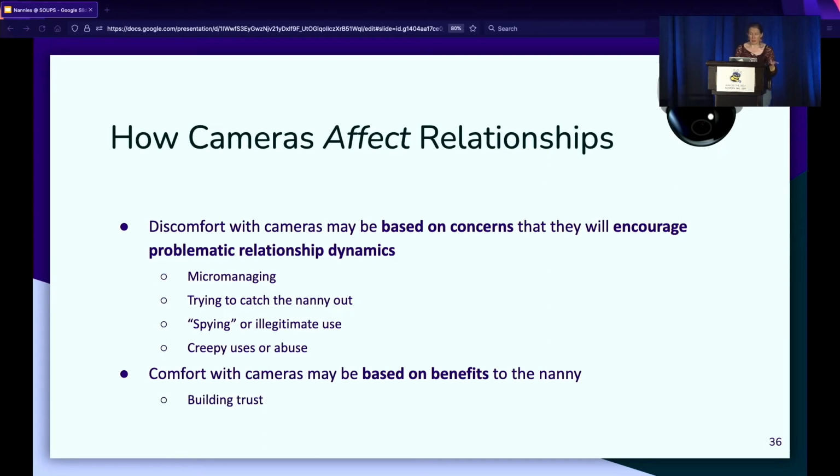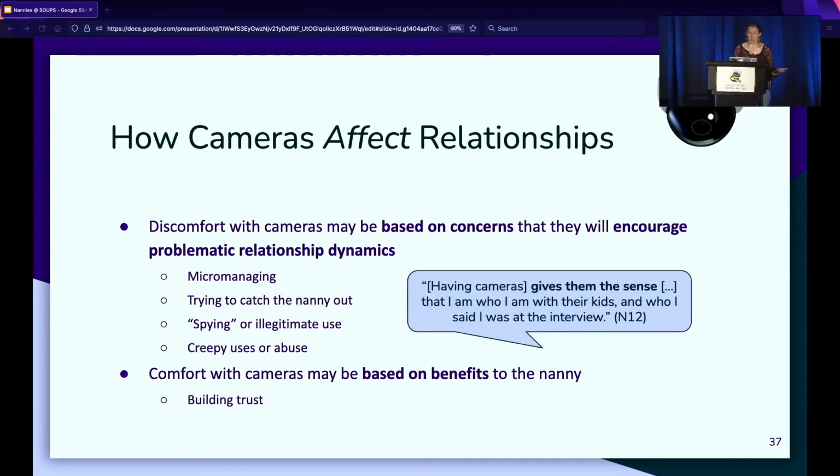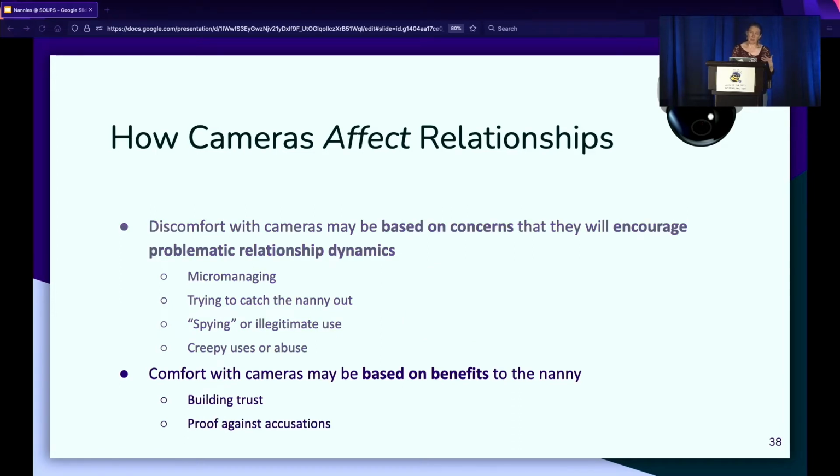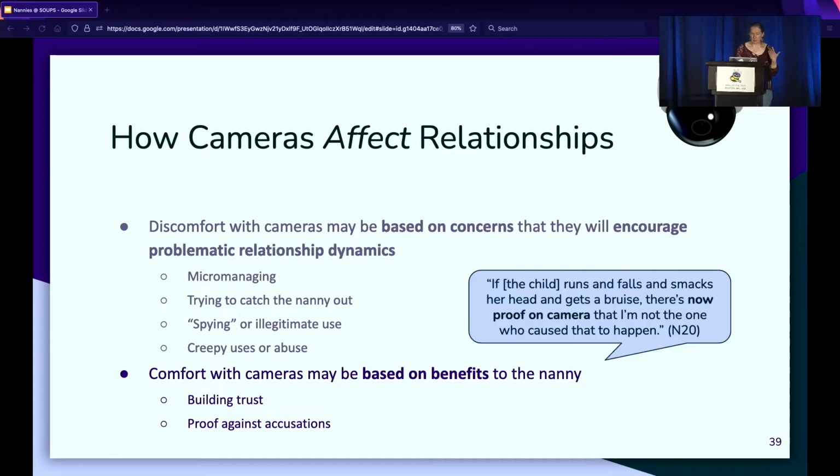A couple said that they felt that rather than undermining trust, cameras could help build trust by reassuring parents that nannies are taking good care of the children. For example, Nanny 12 said, having cameras gives them the sense that I am who I said I was at the interview. Cameras can also provide proof against accusations of abuse or neglect. Like Nanny 20 saying, if the child gets a bruise, there's now proof on camera that I'm not the one that caused that to happen.